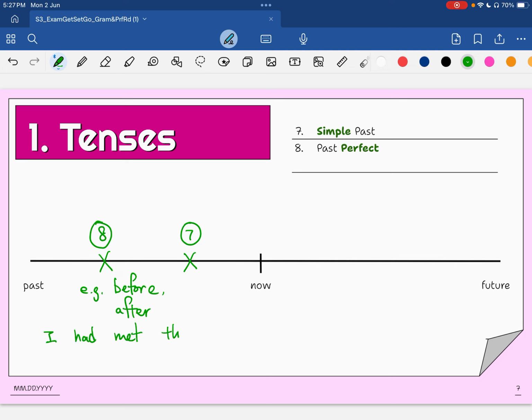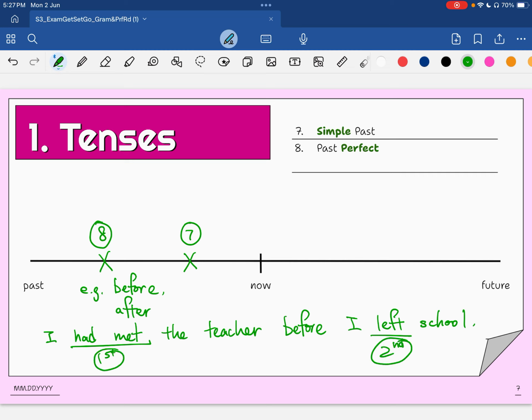I had met the teacher before I left school. So this one is clear that this is the first action and this is the second action.